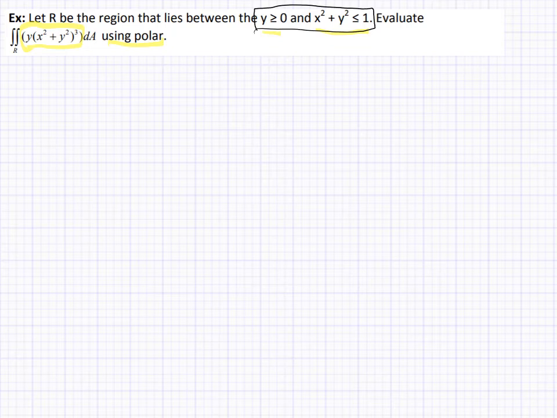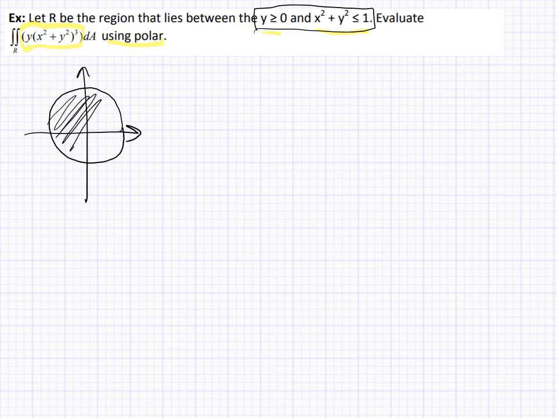When we look at this region, first off, the x squared plus y squared is less than or equal to 1. Well, if it was equal to 1, it would be unit circle. And less than or equal to 1 is the entire inside of that unit circle. But y is greater than or equal to 0, so it's really just the top half of that circle. So that's the region we're trying to integrate over.